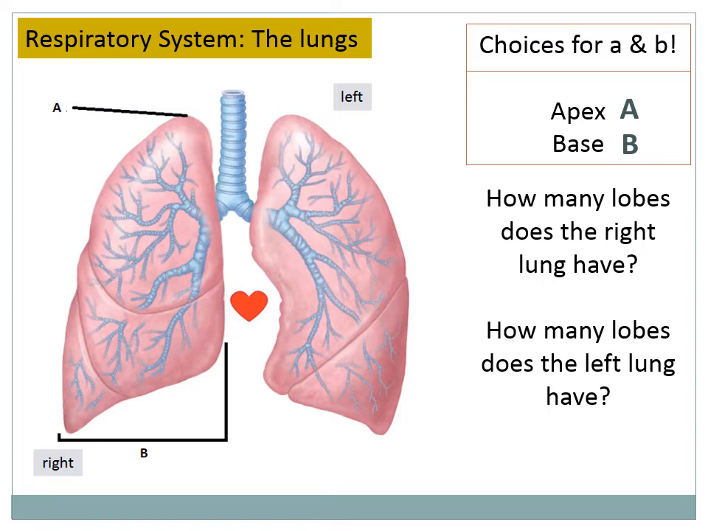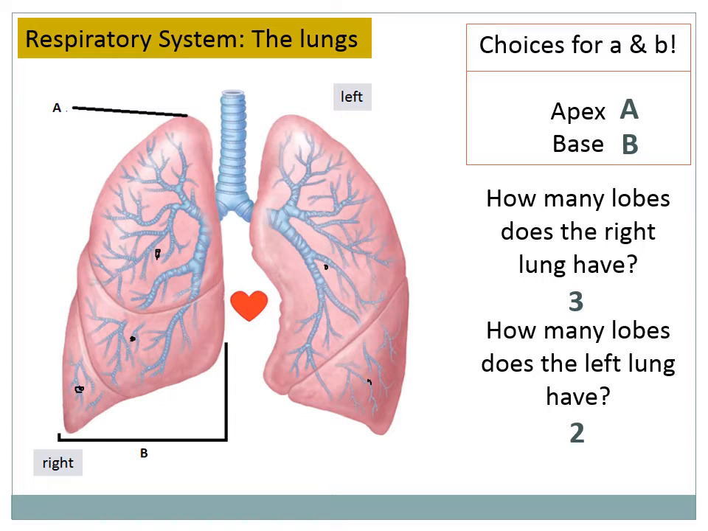Now looking over there at the right lung, how many lobes do we have to the right lung? So if we look here, we have one here, another one here, and another one here. Therefore, we have 3 lobes to our right lung. How many does our left lung have? We have one here and one here. So our left lung has 2 lobes.